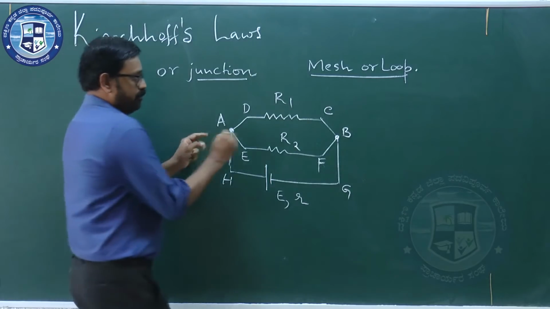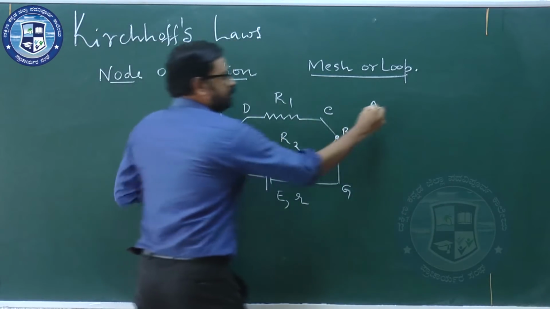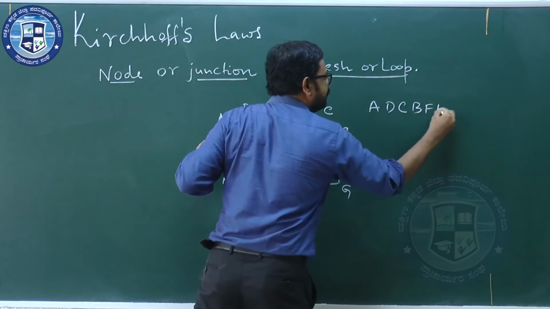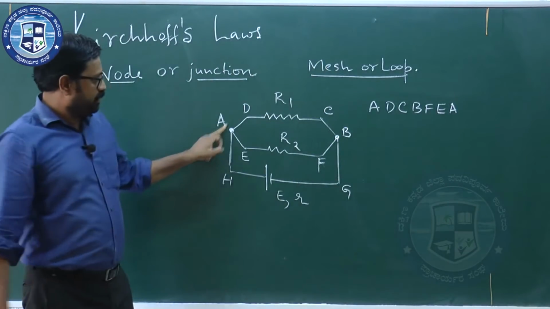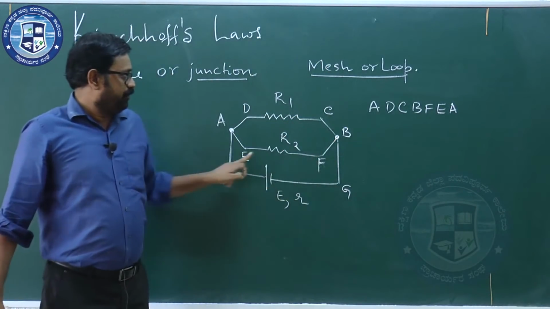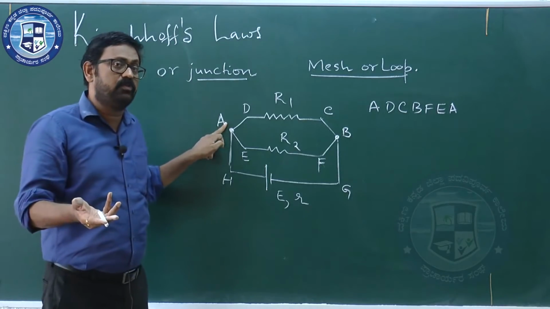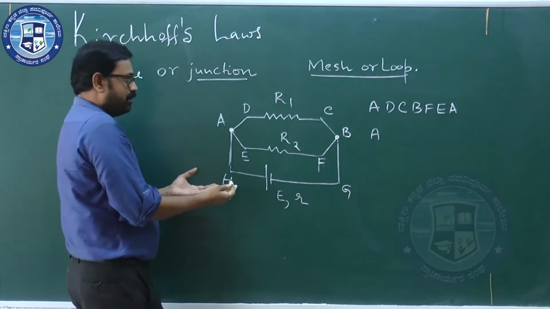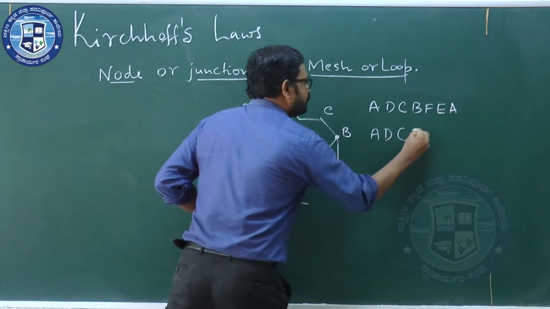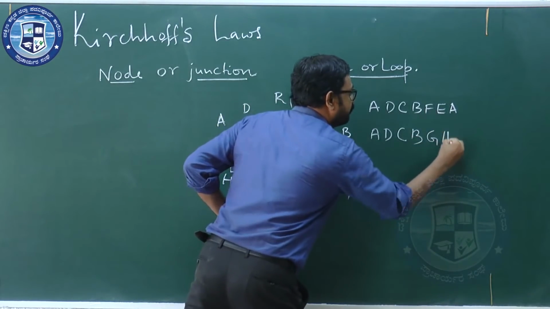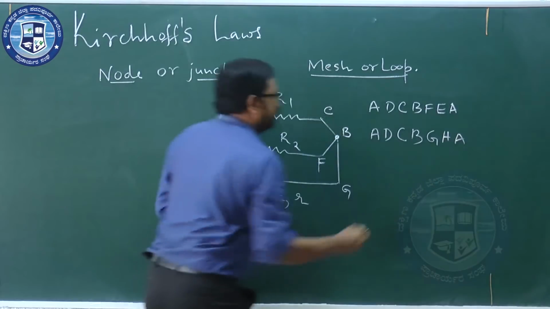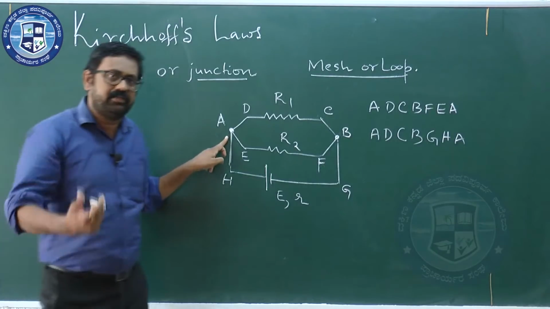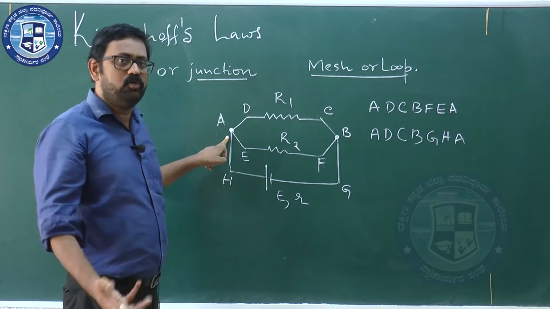See, for example, A, D, C, B, F, E, A is a mesh. It is a closed path for a current. Or I can give one more example in the same circuit diagram. A, D, C, B, G, H, A, it is also a mesh or a loop.